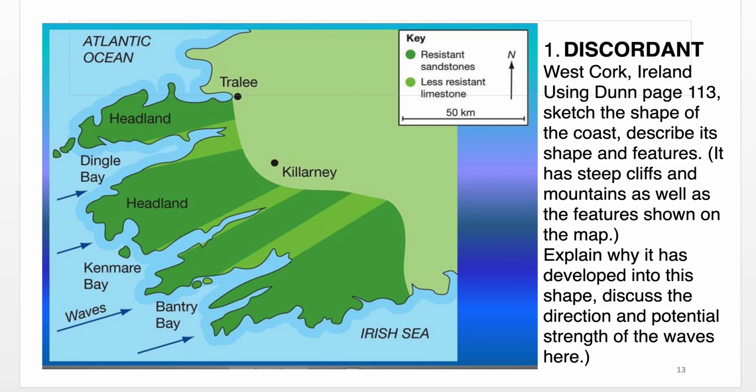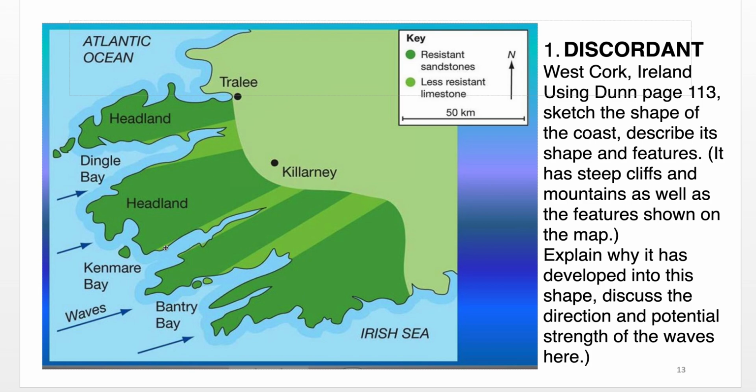And here we see again alternating bands of hard and soft rock. The dark green on here is sandstones, which are sedimentary rocks, but in this case are quite resistant. They might be very compacted for various reasons. And in between, this medium green colour here at Dingle Bay, Kenmare Bay and Bantry Bay is a less resistant limestone, which obviously the sea has been able to erode, which is why we have these bays.